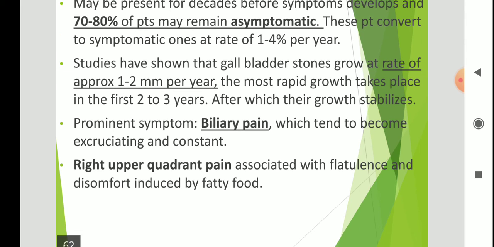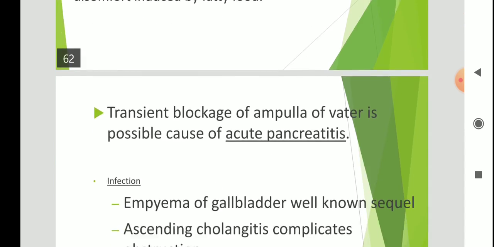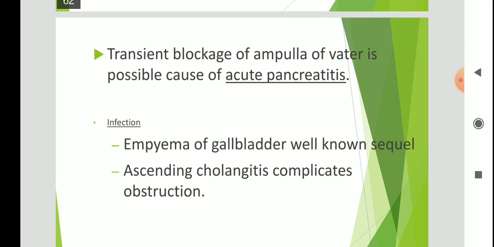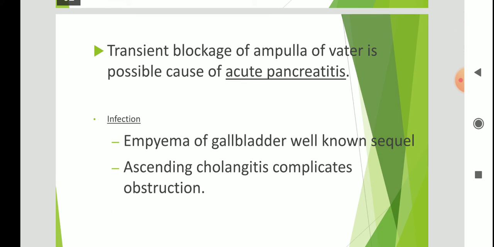The biliary pain, which tends to become excruciating and consistent, occurs only in 20% of the cases, remember that. Right upper quadrant pain associated with flatulence and discomfort induced by fatty food. Transient blockage of the ampulla of Vater is a possible cause of acute pancreatitis. So even gallstones can cause pancreatitis. Remember that.